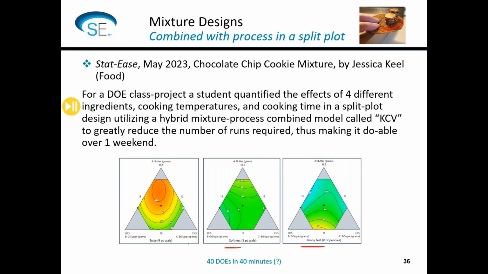She looked at softness on a 5-point scale and taste on a 9-point scale. And what's cool about this is it's a combined mixture process using a special model called KCV that greatly reduced the number of runs. Thus, she was able to do it over a weekend.